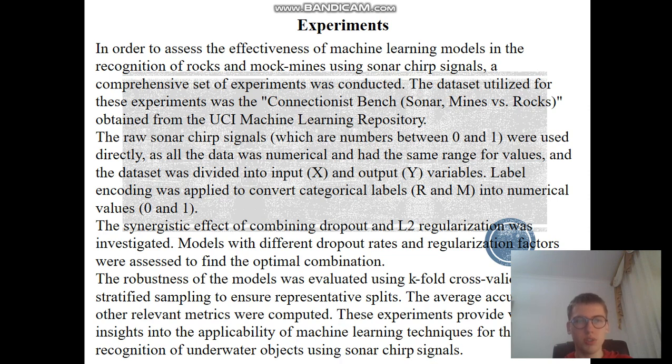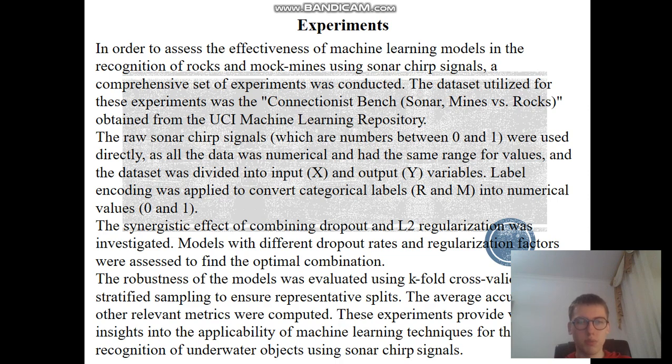The raw sonar chip signals, which are numbers between 0 and 1, were used directly, as all the data was numerical and had the same ratio for values, and the dataset was divided into input X and output Y variables. Label encoding was applied to convert categorical labels, rocks and mock mines, R and M, into numerical values, 0 and 1.